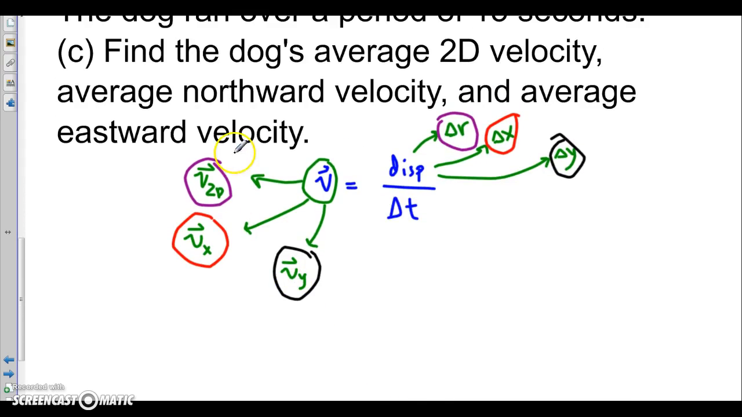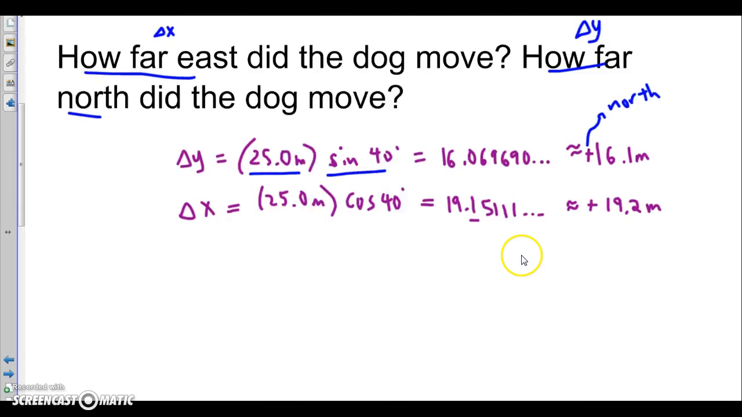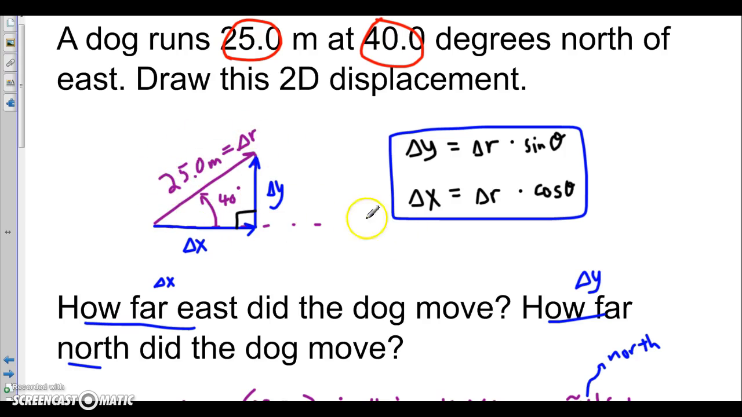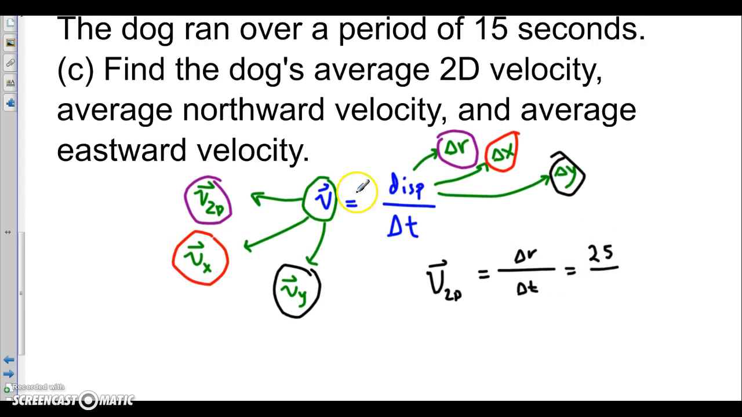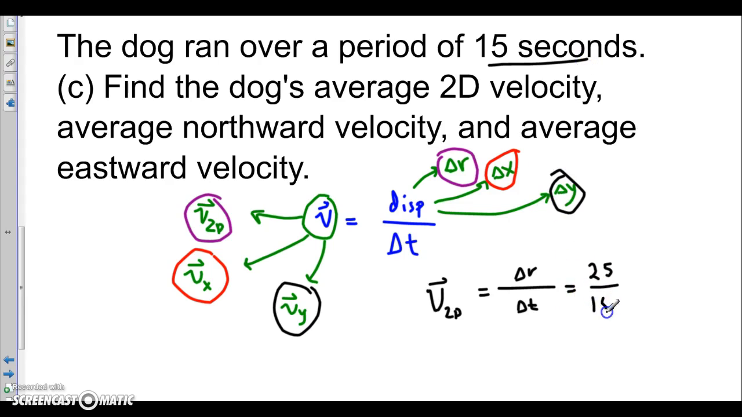So what are we finding first? The dog's average 2D velocity. The average 2D velocity is just the 2D displacement. What was the dog's 2D displacement? 25 meters is delta r, over delta t. And how long did the dog run? 15 seconds. So you plug that into the calculator: 25 over 15, 1.7 meters per second.